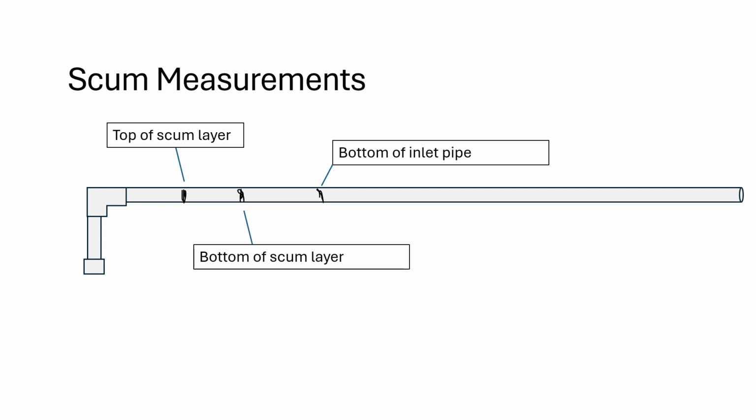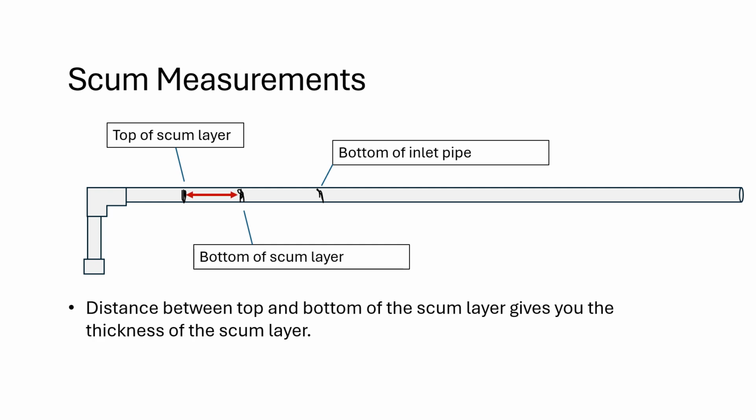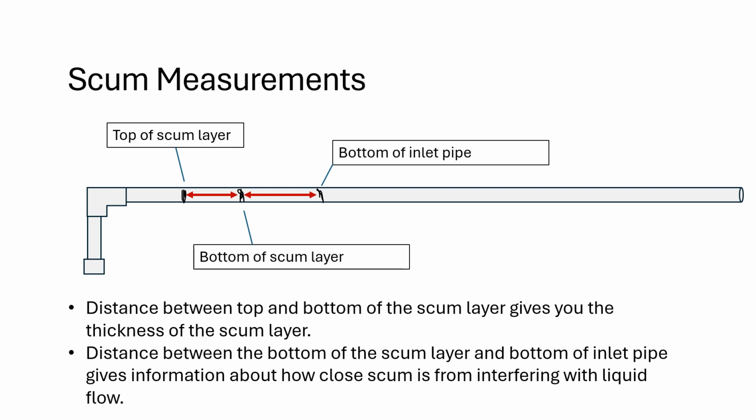Now when we pull our scum stick out, we can look at the measurements, the distance between the marks we made for the top of the scum layer and the bottom of the scum layer. That gives us the thickness of our scum layer. And the marks we made for the bottom of the inlet pipe and the bottom of the scum layer, again, that gives us the distance between the scum layer and the inlet or outlet piping. That gives us that degree of safety.